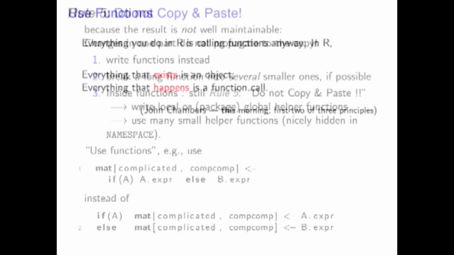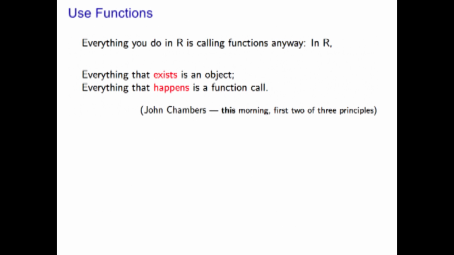A little bit more about using functions. Everything you do in R is calling functions anyway, and we're getting to this morning the two rules of John Chambers. Those of you who are here, if you're awake, you should be able to answer the question. Everything that exists is an object. Everything that happens is a function call. Anyway.